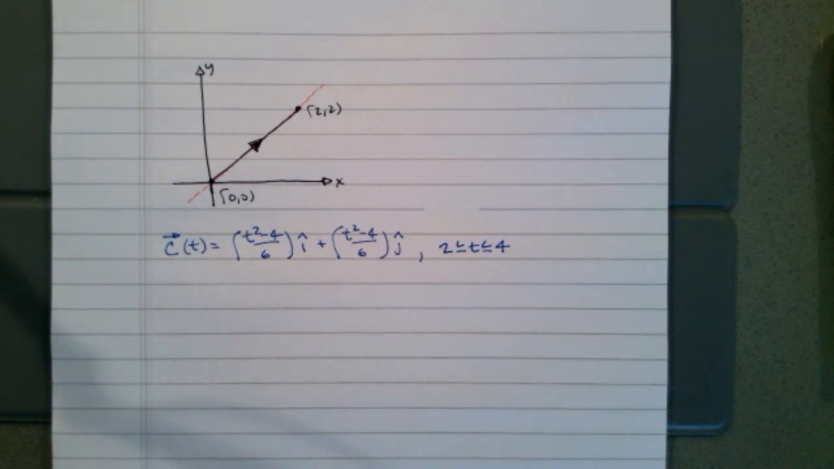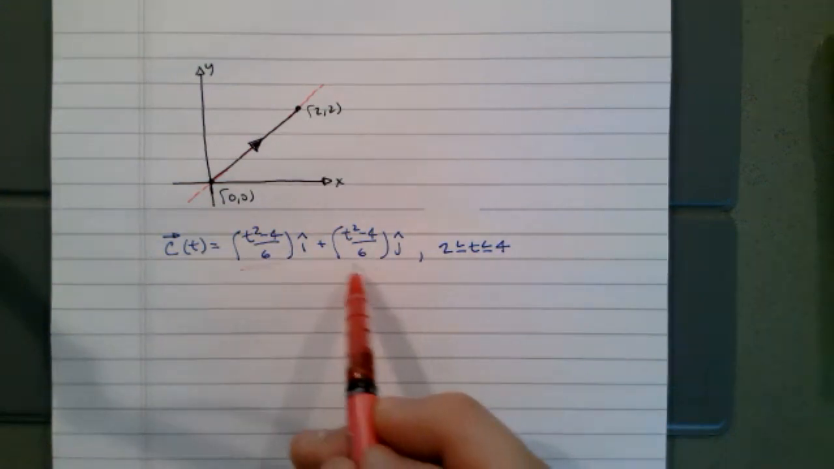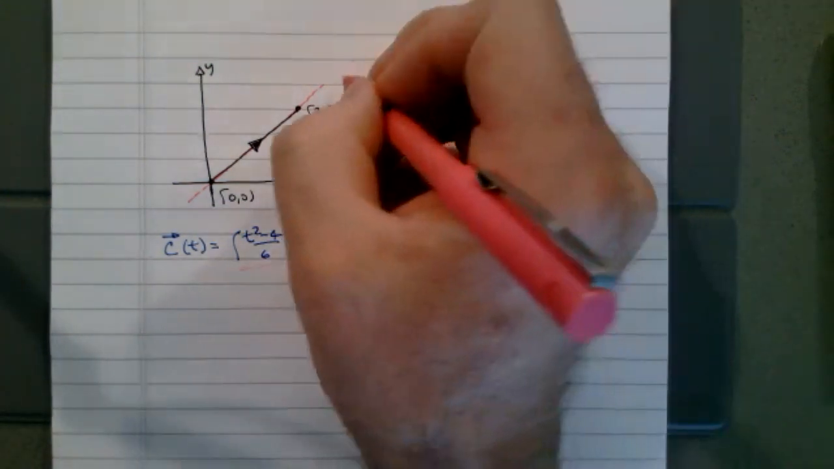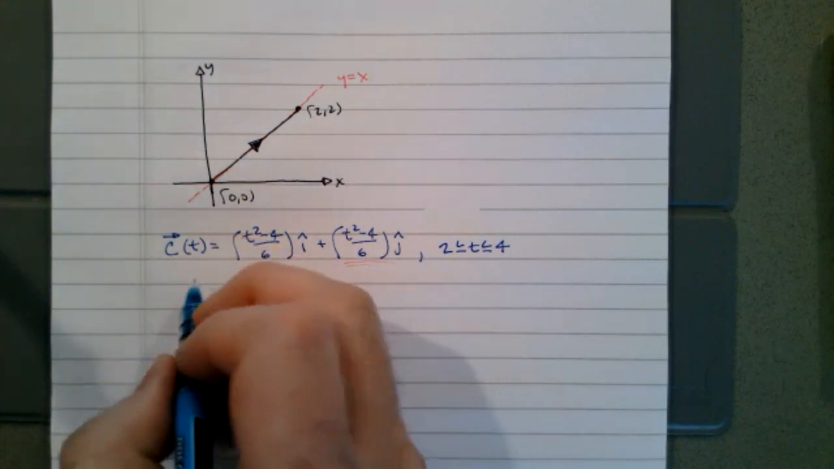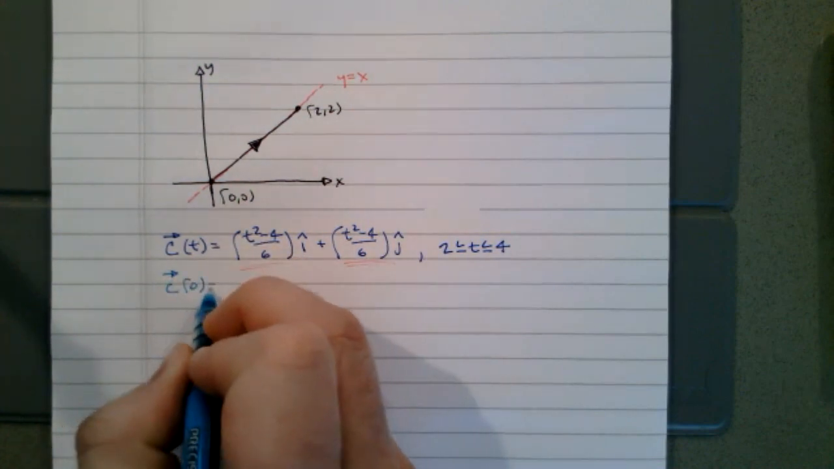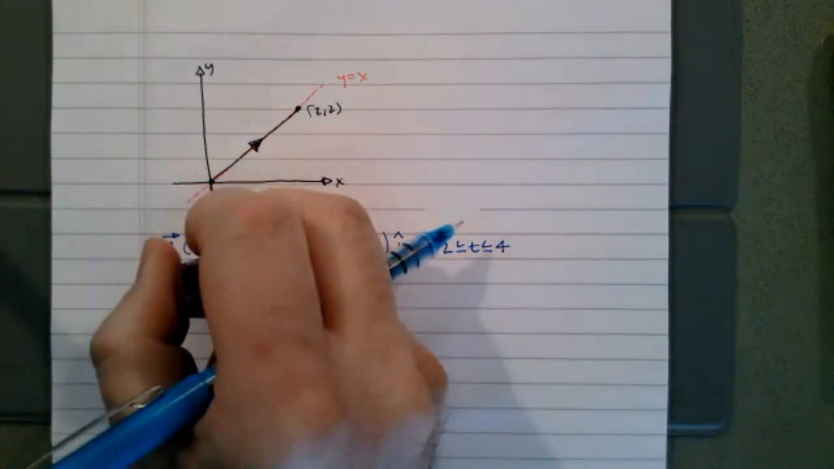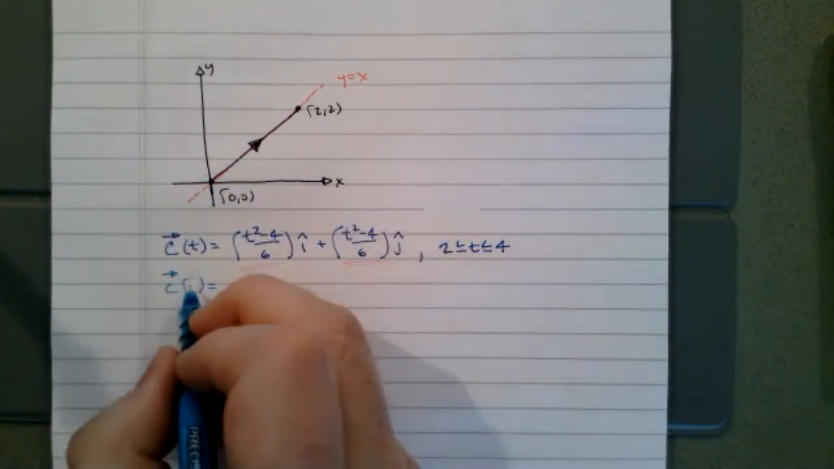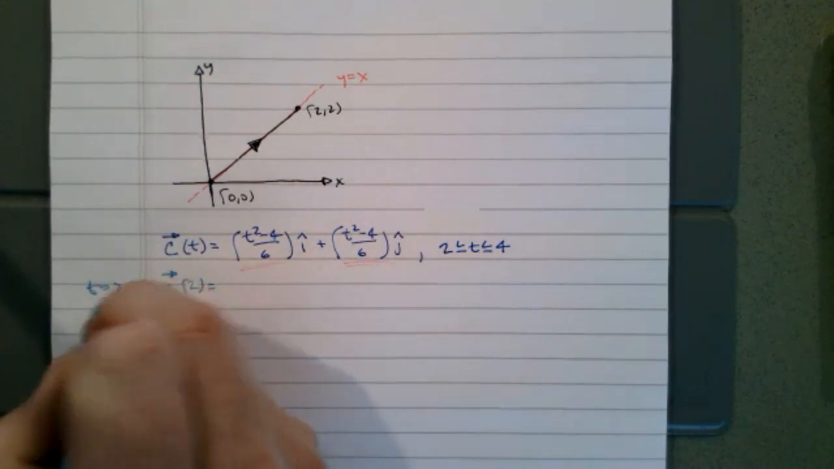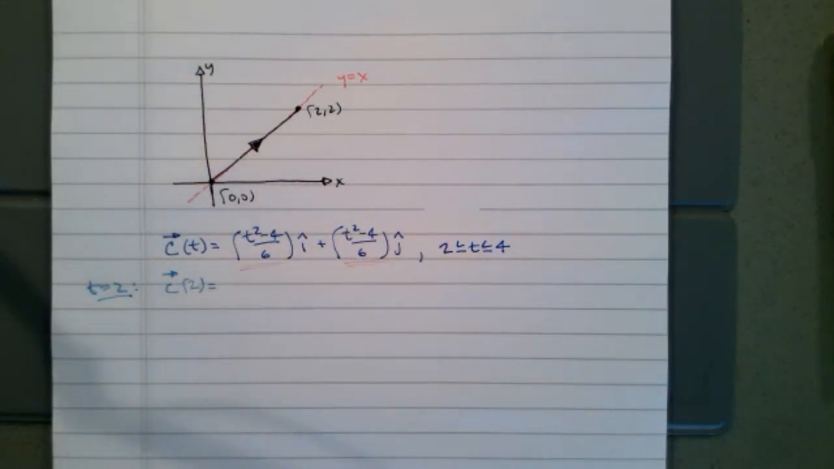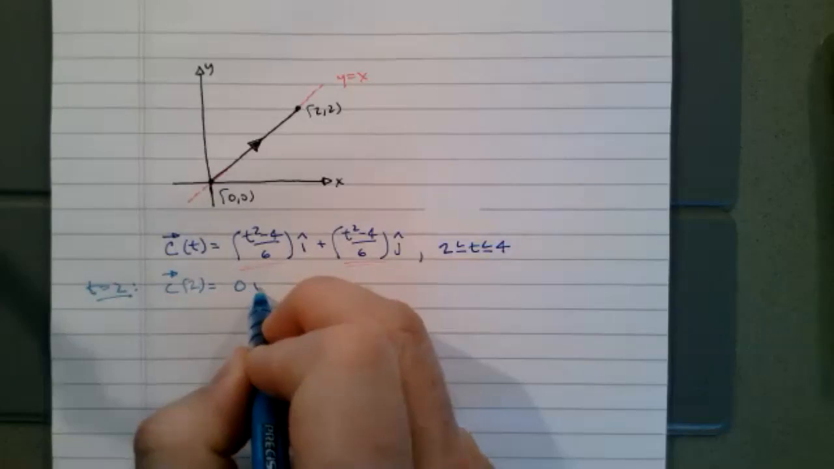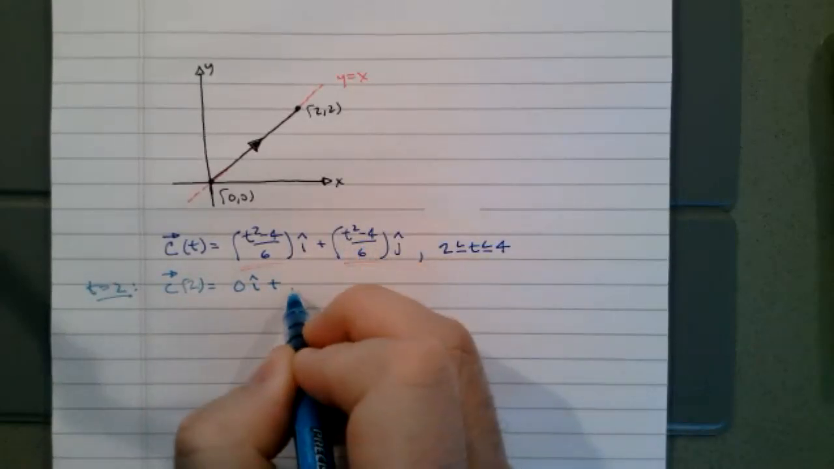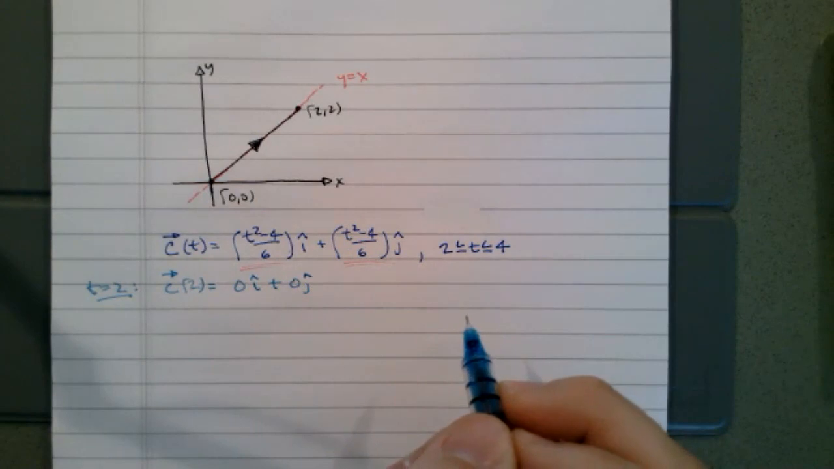It has one of the things that we know we should be looking for, that x and y will give us the same values so that we will stay on the line y equals x. We should make sure that the endpoints match up. If I evaluate this c at 0, I don't want to do 0. I just got through saying that we're going from 2 to 4. T equals 2. So we get 2 squared minus 4 over 6, which is 0. And 2 squared minus 4 is also 0. So correct starting point.